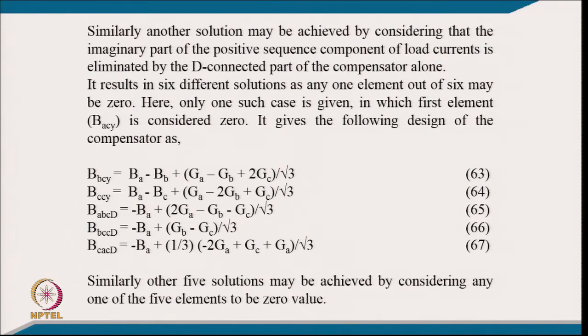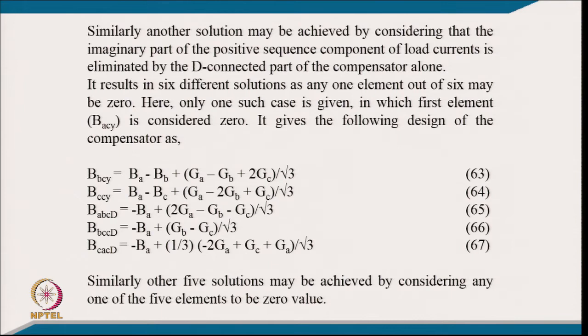Similarly, we can have another solution, which may be achieved by considering that the imaginary part of the positive sequence component of load current is eliminated by the delta connected part of the compensator alone. So, it results in 6 different solutions, as any one of the 6 elements may be 0.